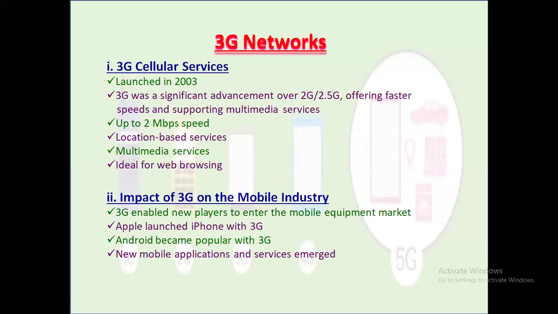Next, we will move on to the 3G network. 3G cellular services were launched in the year 2003, and 3G was a significant advancement over 2G and 2.5G, offering faster speeds and supporting multimedia services. The speed of this device is up to 2 megabits per second, and 3G supports location based services and multimedia services, and this 3G network is ideal for web browsing.